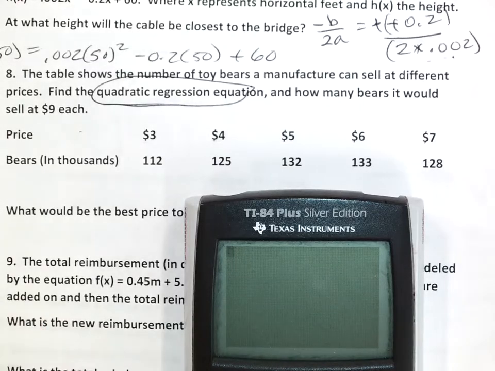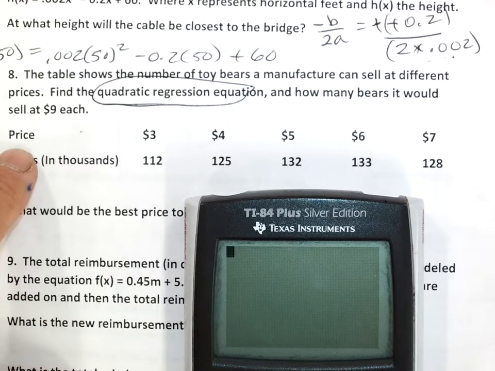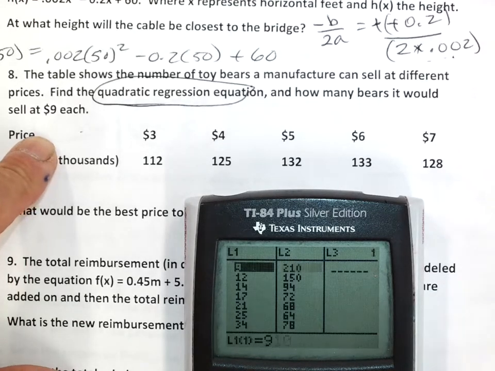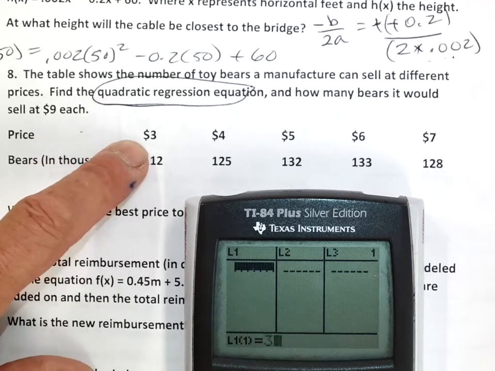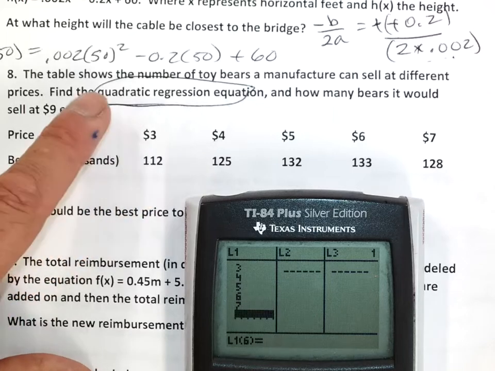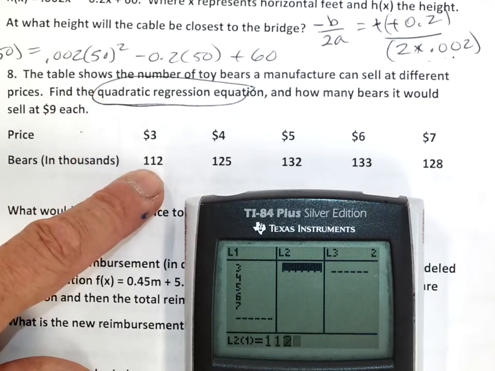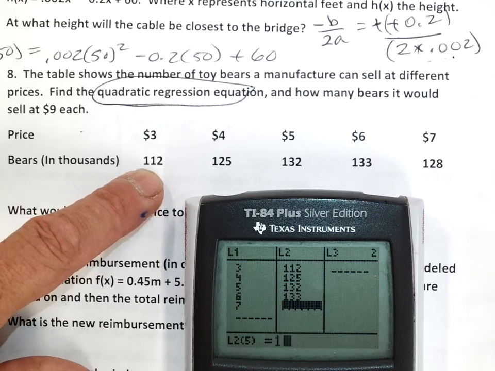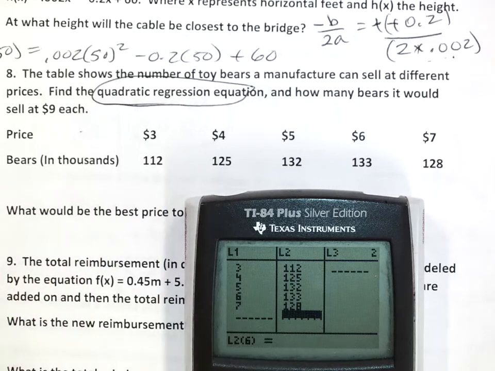Okay, clear. I'm going to go to my stat, edit. I want to put things into list 1, so I have to clear list 1. I'm going to clear list 2 and put numbers in. 3, enter. 4, enter. 5, enter. 6, enter. 7, enter. List 2: 112, enter. 125, enter. 132, enter. 133, enter. 128, enter. Okay? Now I want a quadratic regression.